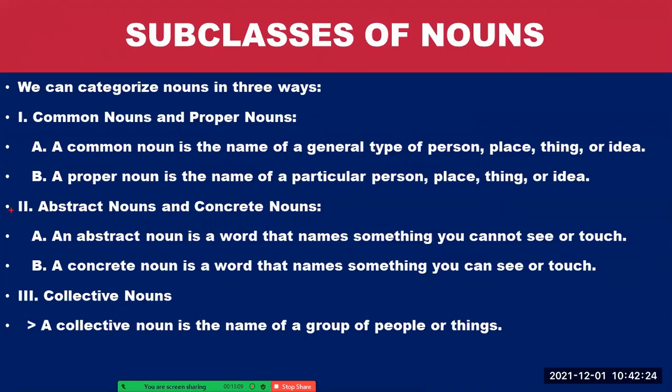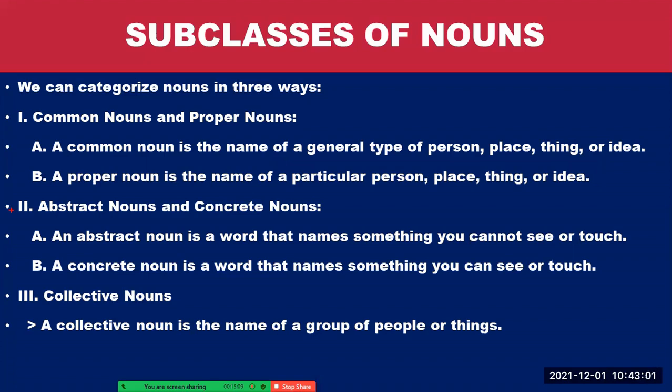Now, we can also categorize nouns into abstract nouns and concrete nouns. An abstract noun is a word that names something you cannot see or touch. Something you cannot see or touch is abstract. When we mentioned ideas like education, wisdom, legacy, these are all abstract. You can't see education, but you can see things like schools, like students. Those are concrete nouns. So a concrete noun is a word that names something you can see or touch.